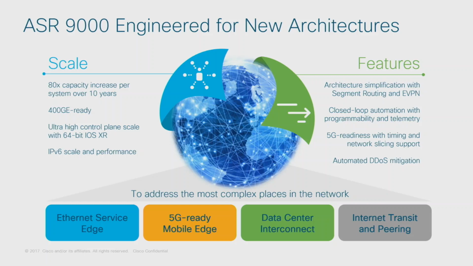As I mentioned, the 9K is designed to provide scale and also features, so that we can support different use cases and applications in the market and protect the customers' services and their investment with the platform. As you can see, we support complex use cases like service edge, Ethernet service edge, 5G-ready mobile edge, data center interconnect, and peering in particular.